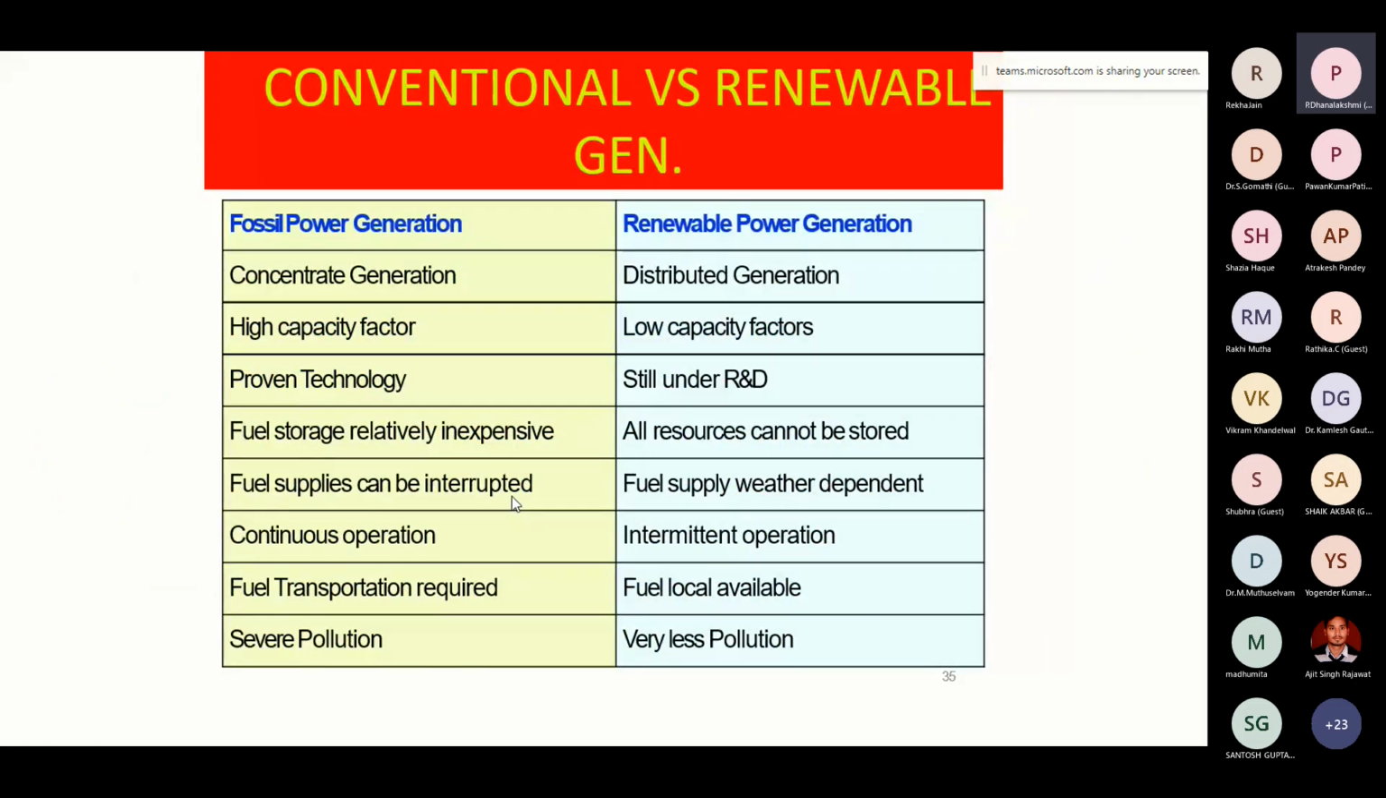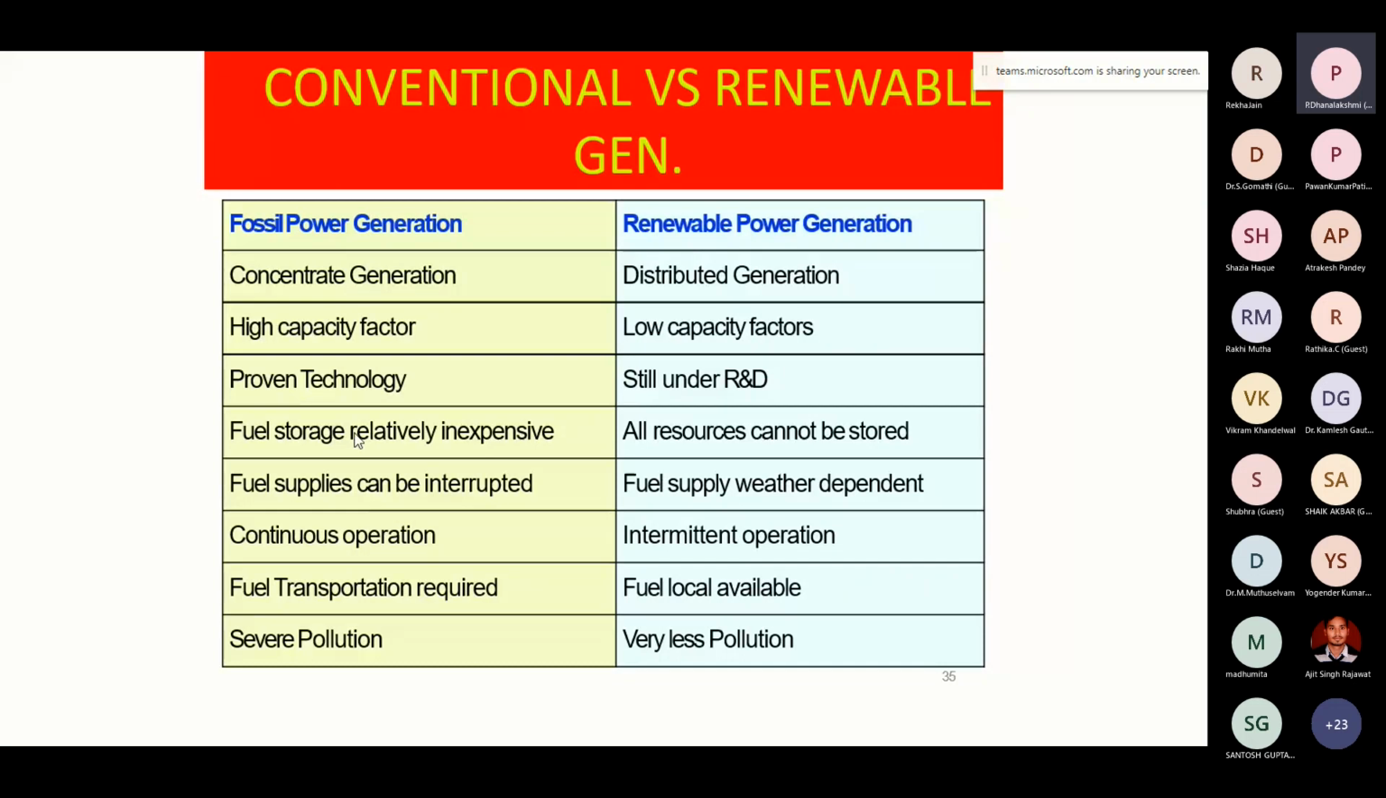Now, if you compare these two, the conventional fossil fuel based generation and the renewable power generation, there are certain terminologies I need to focus upon. In fossil fuel based generation, there are concentrated generations available, whereas in renewable power generation, it is of distributed nature. These are of high capacity, these are of low capacity. The conventional technology is already proven, whereas R&D is still going on in renewable power generation based DGs.